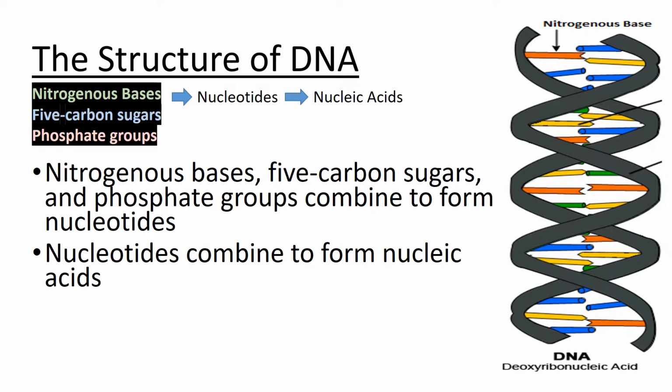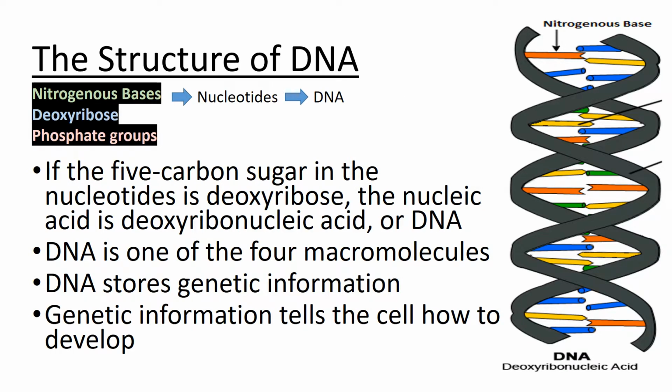Nitrogenous bases, 5-carbon sugars, and phosphate groups combine to form nucleotides, and nucleotides combine to form nucleic acids. Two types of nucleic acids are DNA and RNA. If the 5-carbon sugar in the nucleotides is deoxyribose, the nucleic acid is deoxyribonucleic acid, or DNA.